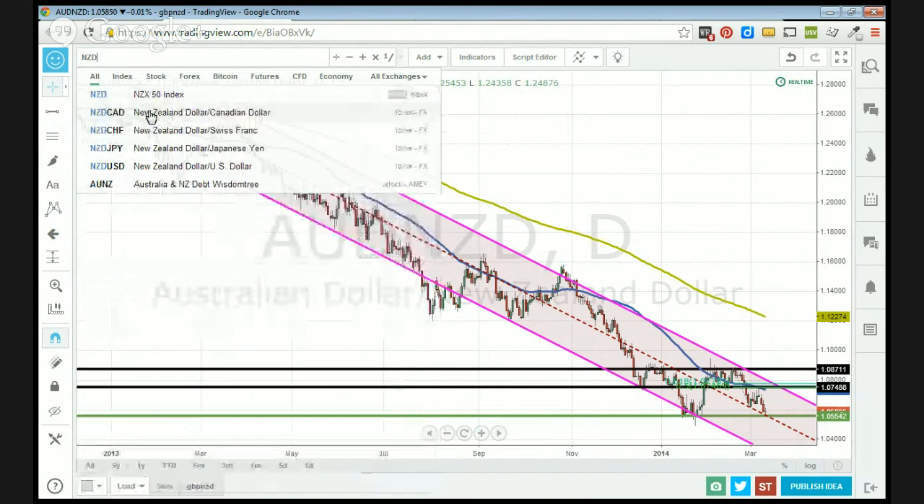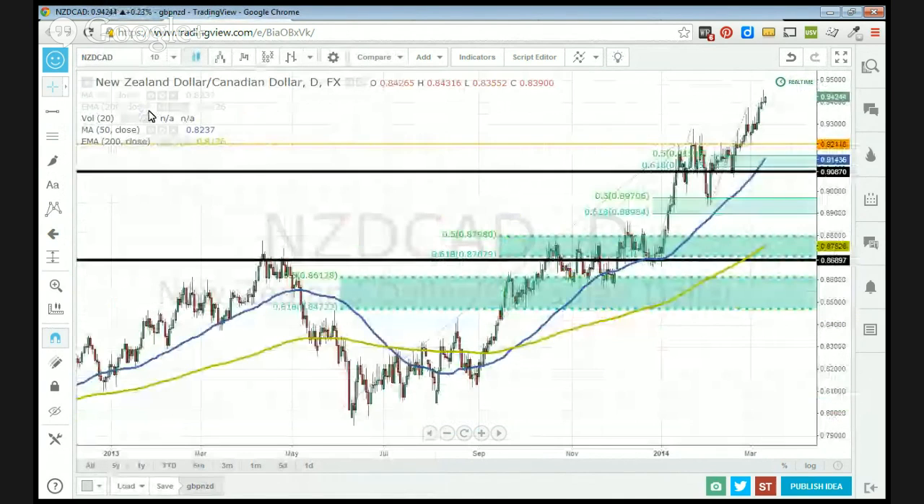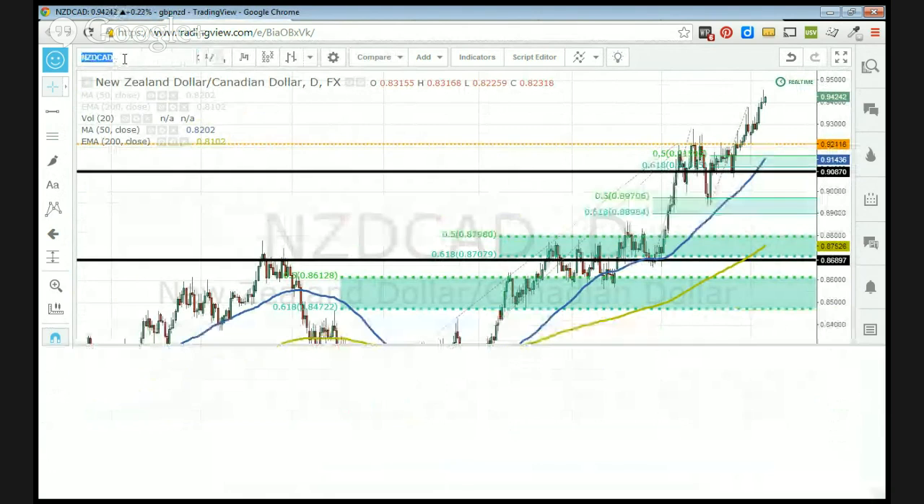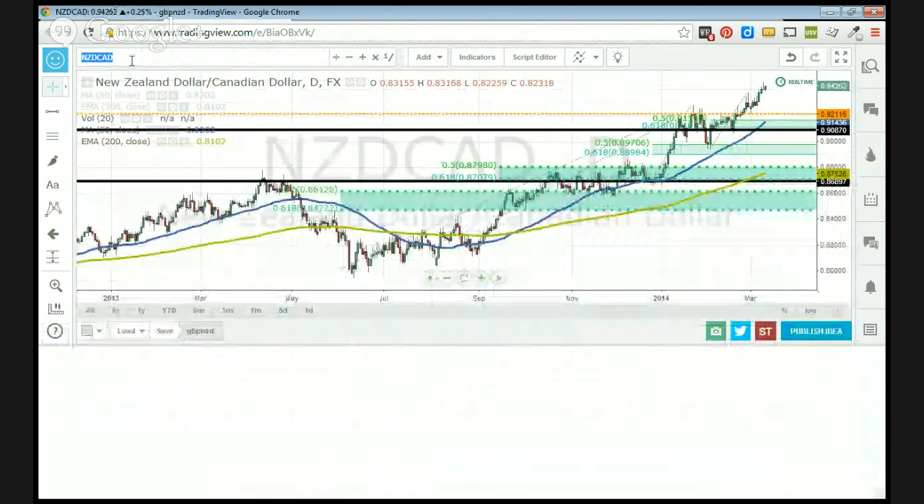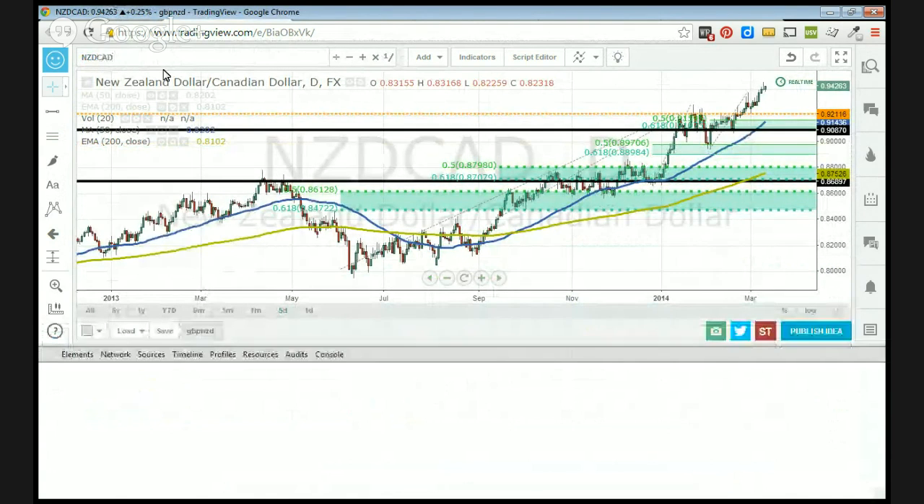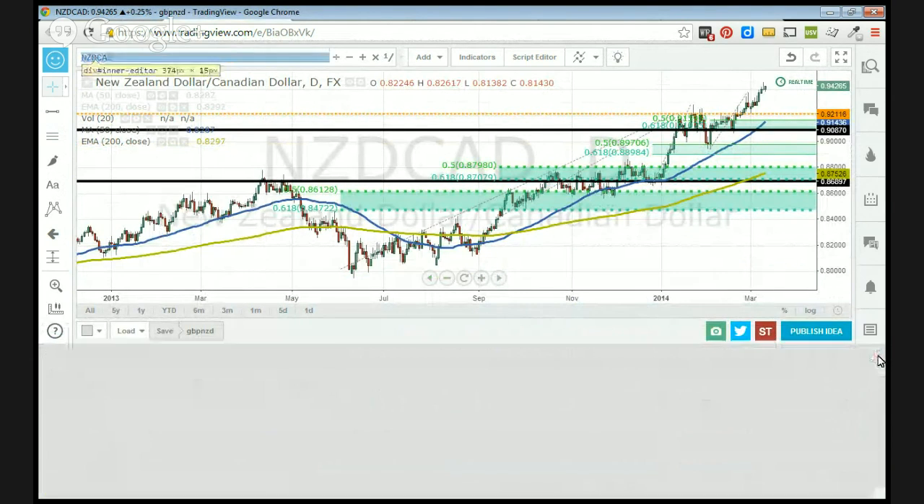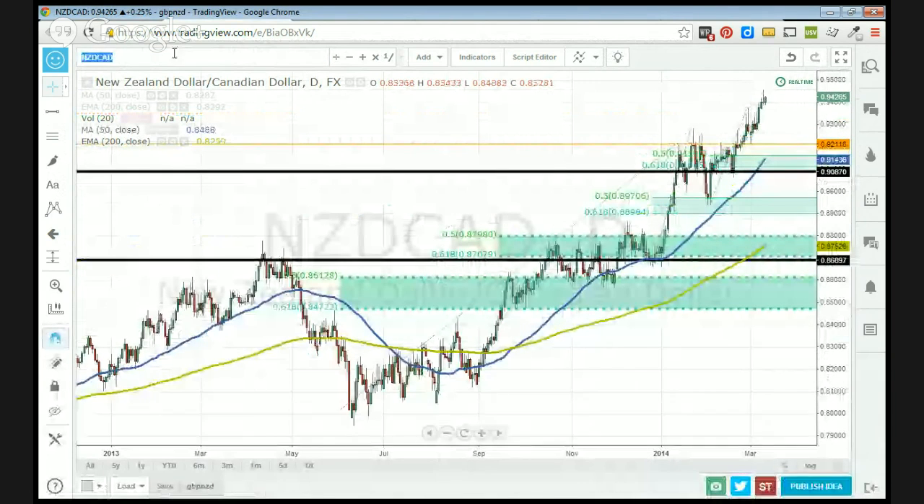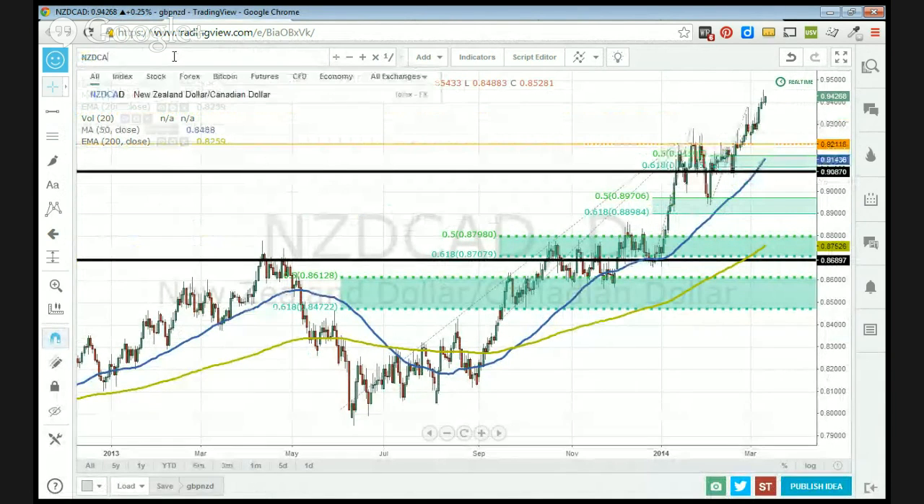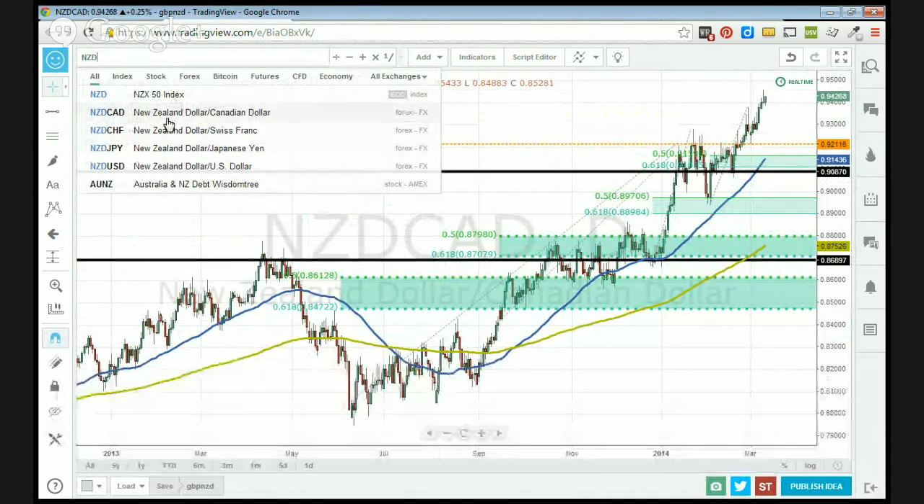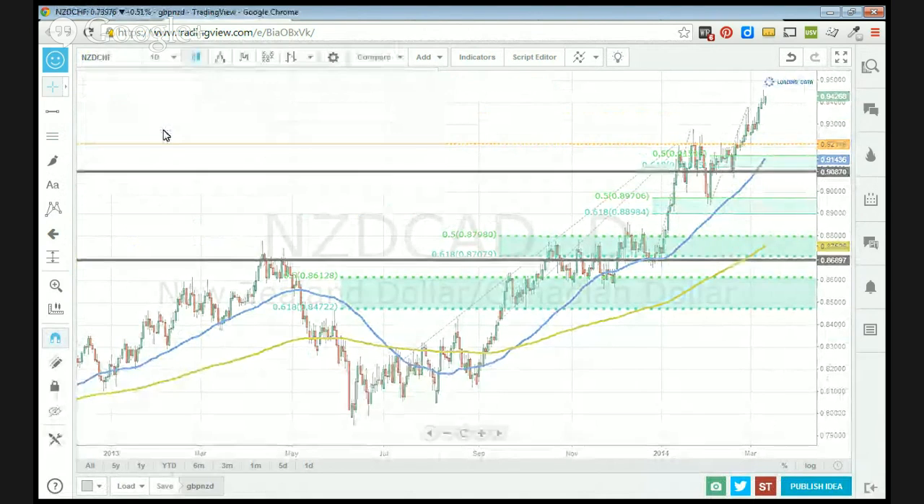Let's look at Kiwi Canada. Okay, that's just running away without us. We're seeing a common theme on Canada pairs. I accidentally hit the wrong key on my computer. I apologize for that. Let's go to Kiwi Swiss.